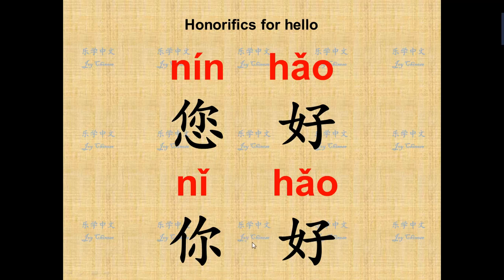Ni means you. And here, nin, you see, it's a little bit different. It's one part underneath ni. This part is another character, means heart. You put a heart under ni, means nin. It's a respect way to say, how are you? Nin hao.